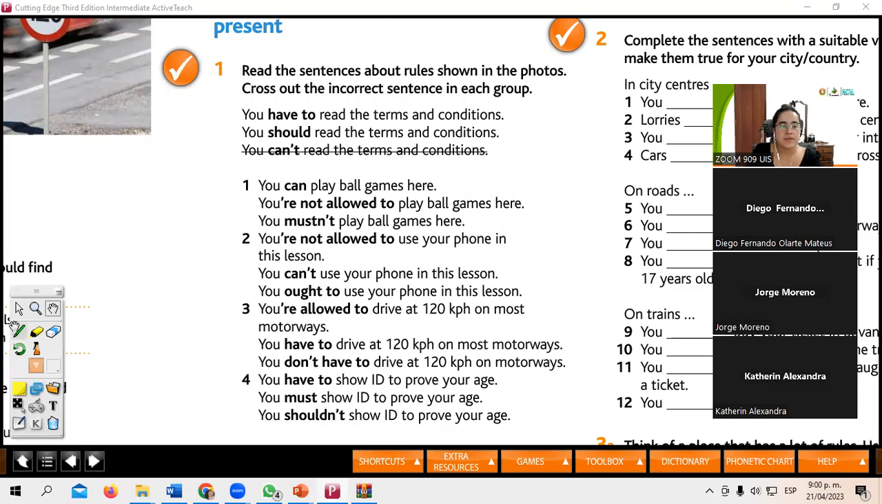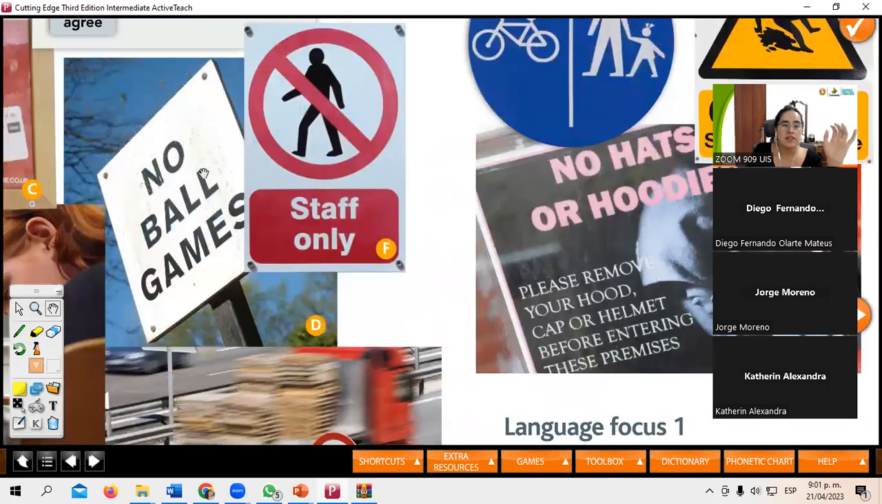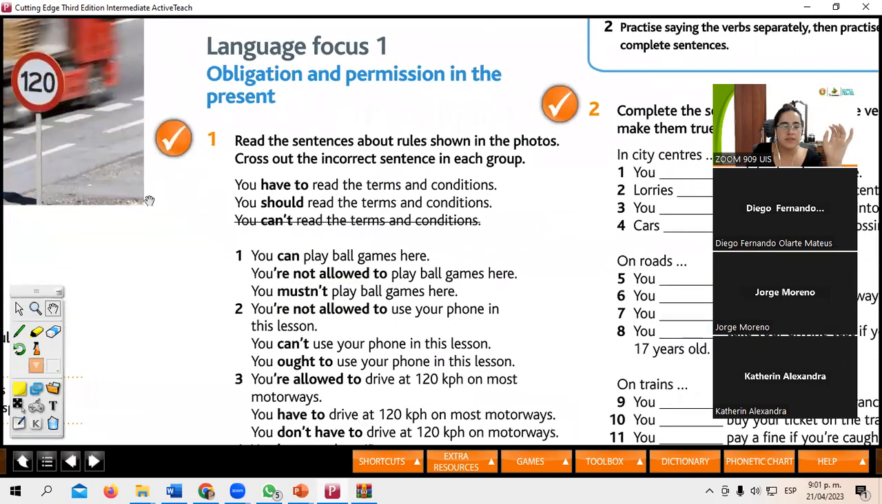You can't. You can is the first. The other two say you are not allowed and you mustn't. Estas dos tienen un significado similar. No tienes permitido jugar juegos de pelota acá o no debes jugar juegos de pelota acá. Y esta dice que sí. Entonces, ¿cuál es la que no pertenece? Y según lo que vimos en las fotos, no ball games here es la primera, ¿cierto? You can play ball games here. This is incorrect in this case.